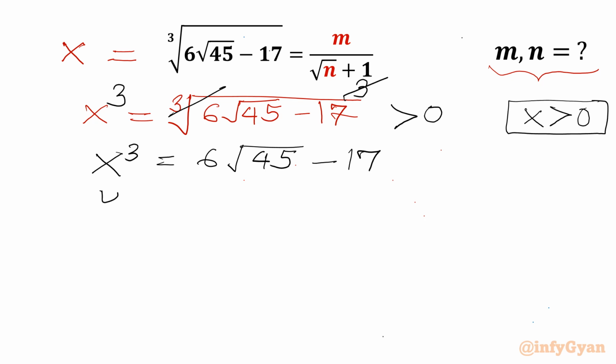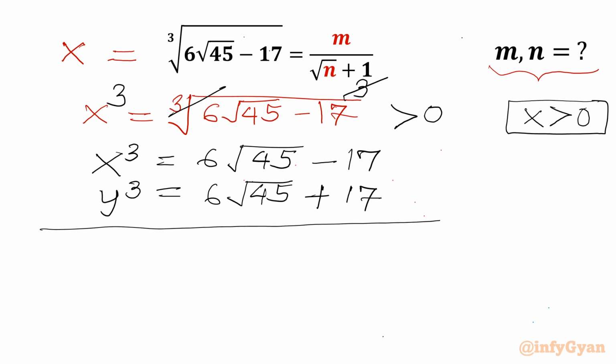Now I will consider y cube also, which will be equal to 6 square root 45 with in between sign plus. Now we have two equations. I will subtract second one from first equation. So let me change sign. So I can write x cube minus y cube equal to minus 17 minus 34. Let us call equation number 1.